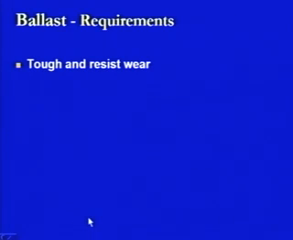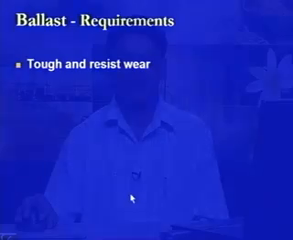In the case of the requirements, the very first thing is toughness, and it should be able to resist the wear. Now, here the toughness is a property which defines the resistance to the impact. We have seen in the previous lectures, there are certain locations or certain conditions where the impact is directly being transferred to the ballast section from the rail track, like in the case of the joints.